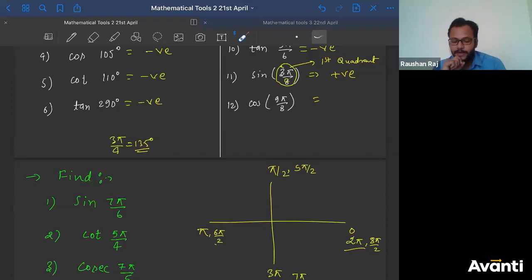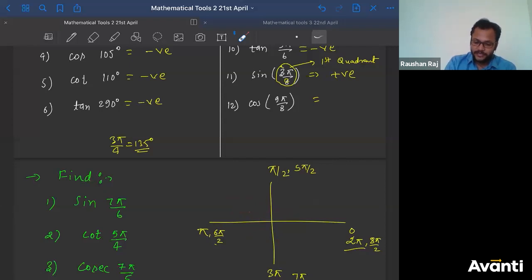Tell me, is 9 pi by 8 greater than pi or less than pi? That means 9 by 8 is greater than 1, right? So surely it will be greater than pi. If it is greater than pi, the angle should be somewhere here. This is the value of pi. Greater than pi means you have to go some more angle in the anti-clockwise direction. So second quadrant is not possible. The value is greater than pi, so somewhere here, it can't be the second quadrant.